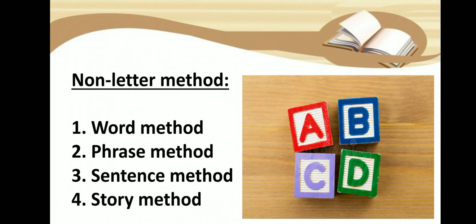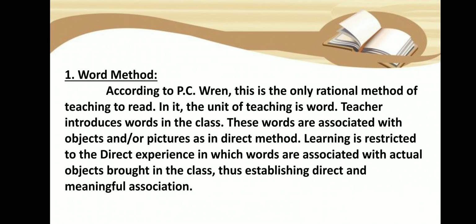Then we are going to see what is non-letter method. There are four types under the non-letter method. First one is word method, then phrase method, then sentence method, and the last one is story method. Let us see one by one. Word method. According to P.C. Wren, this is the only rational method of teaching to read. In this, the unit of teaching is word. Teacher introduces words first in the class. These words are associated with objects or pictures as in direct method.